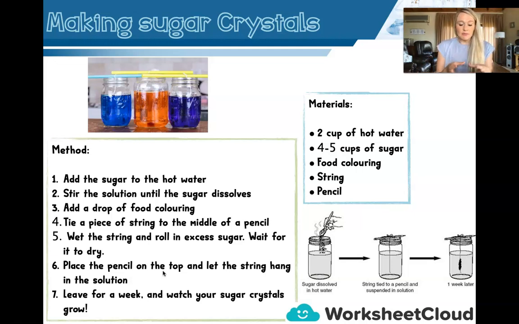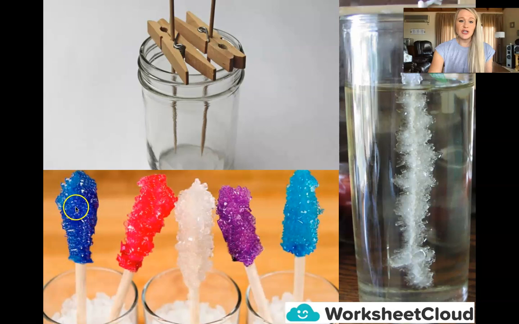Now I've got this beautiful solution in my jar, whatever color it is, this is your sugar solution. And it's important that your piece of string doesn't touch the sides or the bottom of your jar. So make sure that piece of string is suspended inside your jar. Remember we looked at the word suspended particles yesterday when we looked at insoluble substances. Right, and then all you need to do is put it somewhere, leave it for a week, and then watch your crystals grow. So this is what should happen.